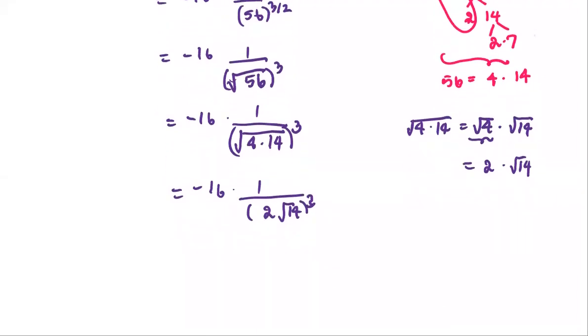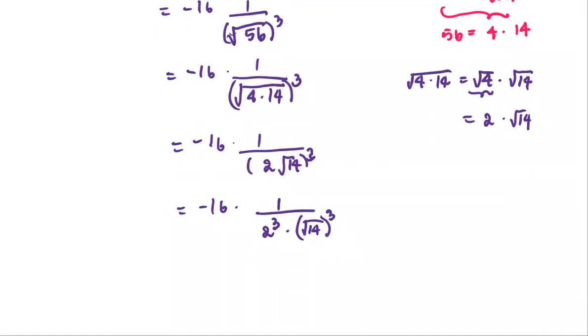And then raised to the third power, we get 1 over 2 to the third multiplied by square root 14 raised to the third power. The 2 to the third is the value 8, and square root 14 raised to the third power means square root 14 times itself 3 times. Every 2 times, the square root will disappear. So this will become 14 times square root 14.